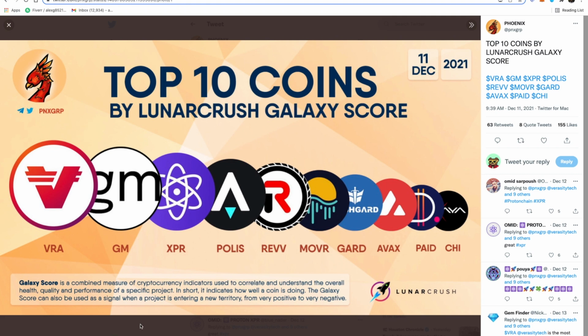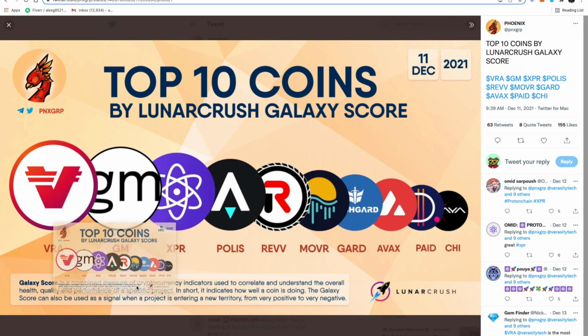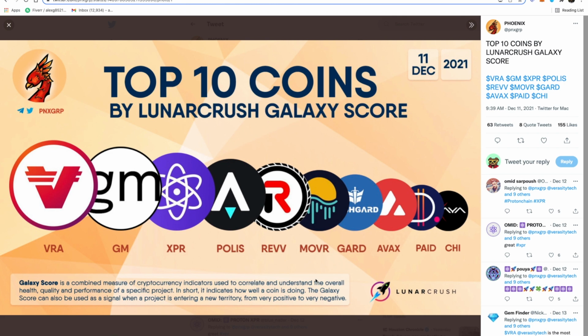And as you can see down here, it says it's a combined measure of cryptocurrency indicators used to correlate and understand the overall health, quality, and performance of a specific project. So this is really cool that they're ahead of projects like AVAX and XPR, and they're making moves in terms of the social attention and community that they're building. So very cool to see that.